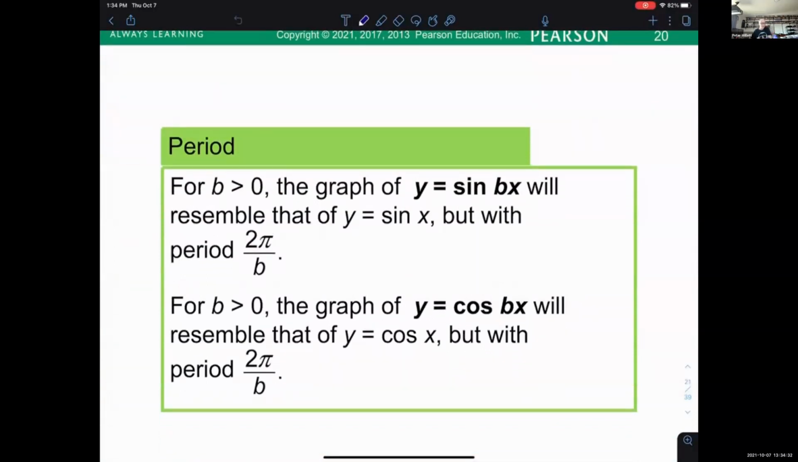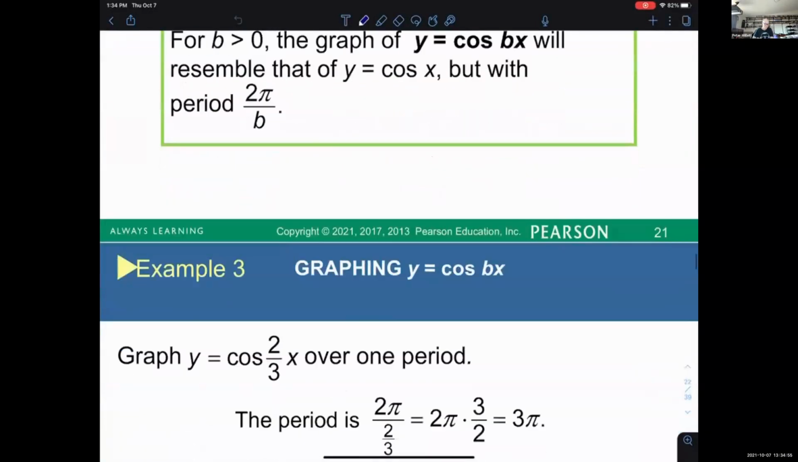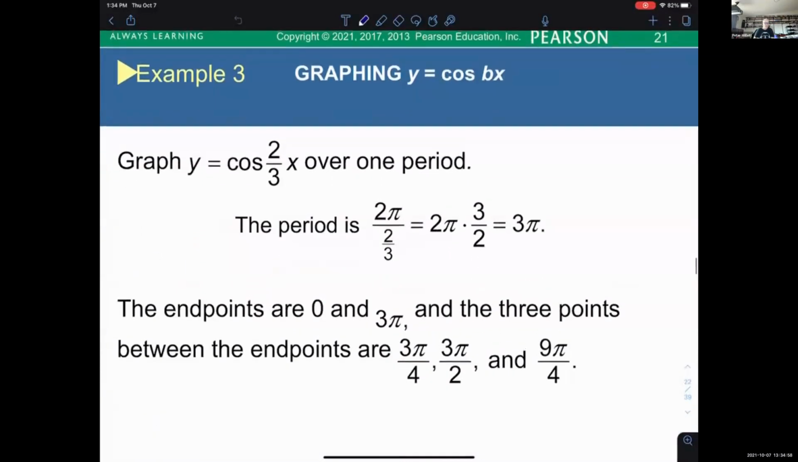So focusing on the period, when b is a number greater than 0 that you multiply in there next to the angle x, the graph will resemble the normal graph, but the period will be reduced, or will be the old period of 2 pi divided by whatever that b number is. Same for cosine. So as an example, they could say, what is the period of the cosine of 2 over 3 times x function? And what you would do is take the period of 2 pi and divide by that number that's multiplied in front of the x.